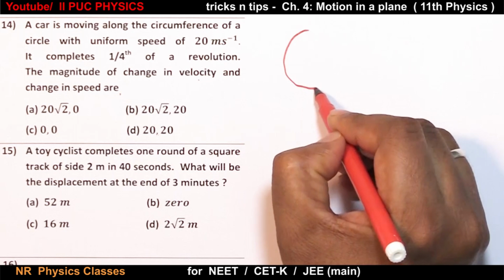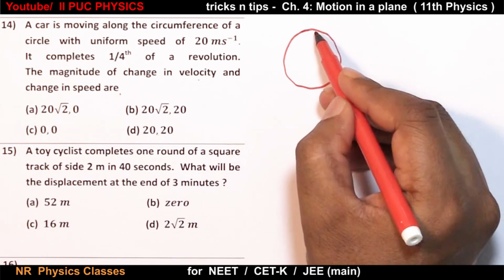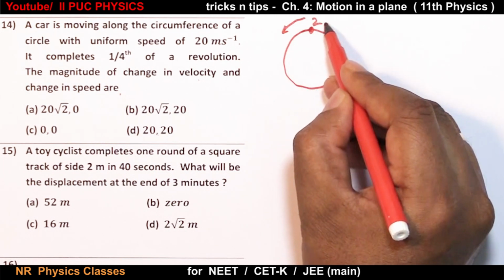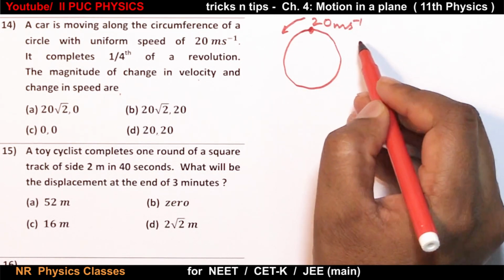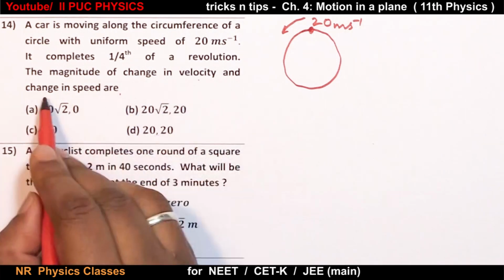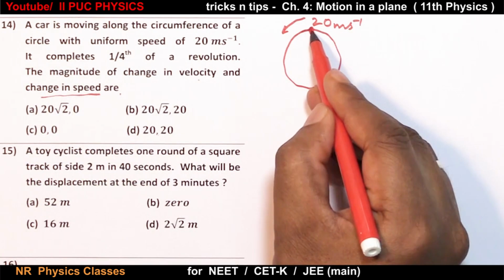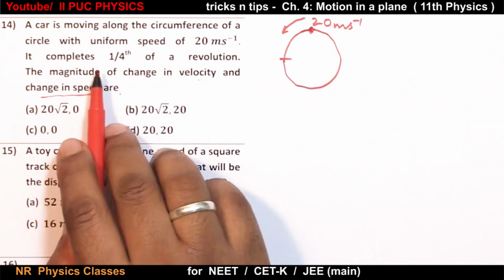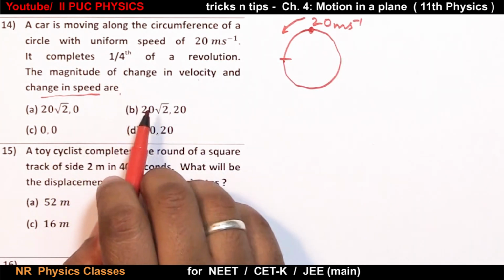This is the circle. A car is moving along the circumference of a circle with uniform speed 20 meter per second. No issues. What does change in speed mean? When it covers 1/4 of a circle, speed remains the same. That is the meaning of uniform speed. So change in speed is 0.